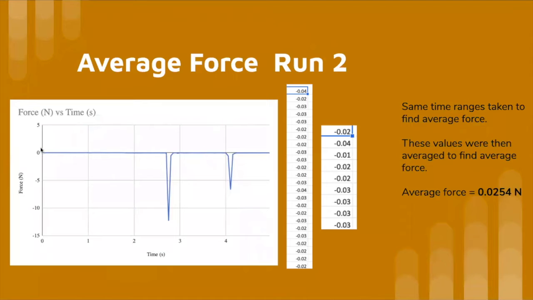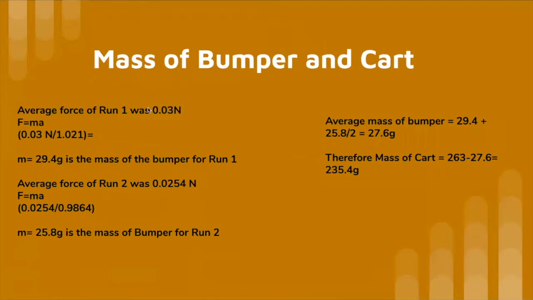For run two, we took all three ranges because, as you can see, all three trends are very consistent with each other. So this average was found to be 0.0254 newtons. Average force of run one was found. Average force of run two was also found. To get that, we got masses by using F equals ma for both run one and run two, and then averaged those masses out to get a total mass of the bumper, 27.6 grams, and therefore the mass of the cart, total minus bumper, 235.4 grams.